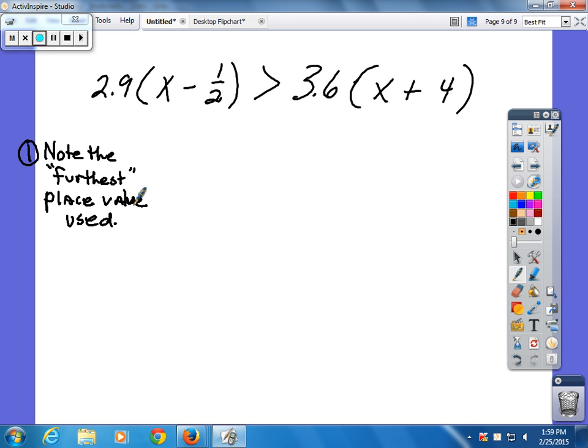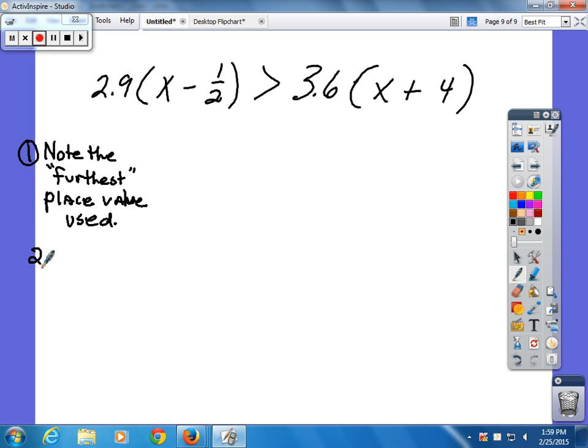So in this case, what's the furthest place value you use? You have the 0.6 and the 0.9. You look at both the decimals. Sometimes it'd be 2.09 and 3.6. If it was 2.09 and 3.6, what is the furthest decimal place used? It'd be the hundredths. So you multiply by 100. Since this one is the same, what value is taken up? The tenth, so we multiply by 10.